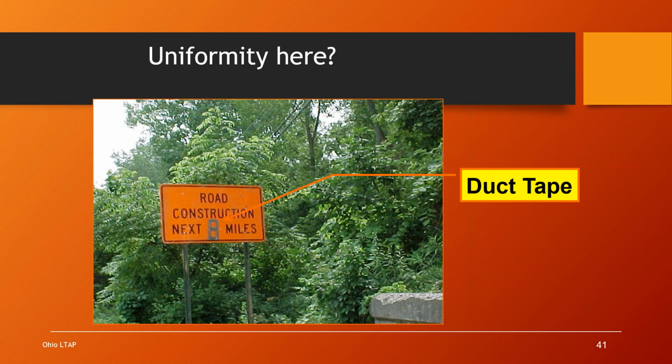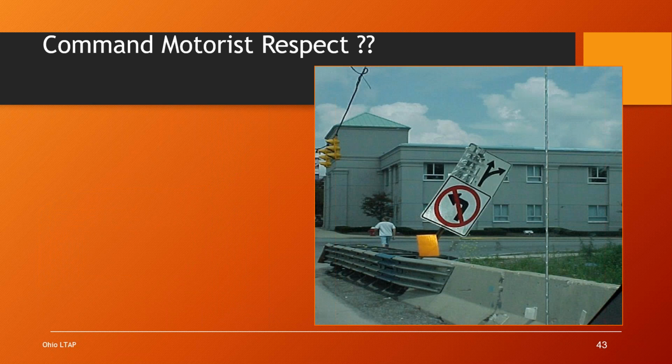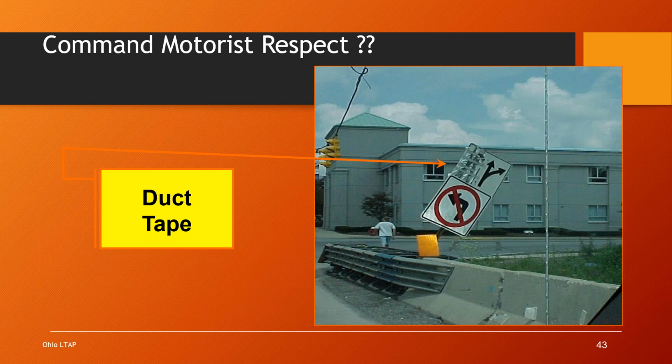No, we don't want duct tape. Plus, it probably wouldn't show up very good at nighttime, would it? How about here? We've upgraded to electrical tape. Doesn't look like it's very sticky though, so that's not doing a very good job. Or how about here? We got more duct tape covering up the left turn arrow for a certain intersection. That probably doesn't command a lot of motorist respect.